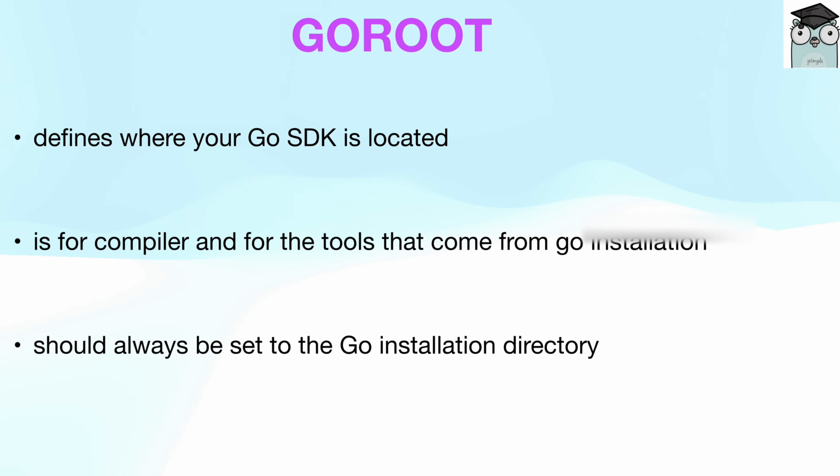GOROOT is a variable that defines where your Go SDK or Go software development kit is located. GOROOT is for the compiler and for the tools that come from the Go installation. It is used by Go to find the standard libraries. It should always be set to the installation directory.